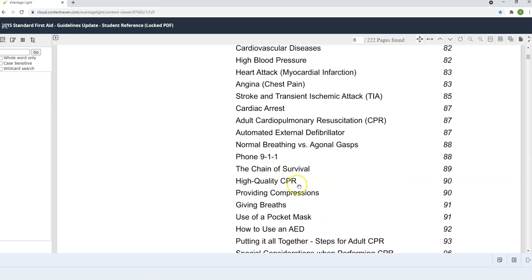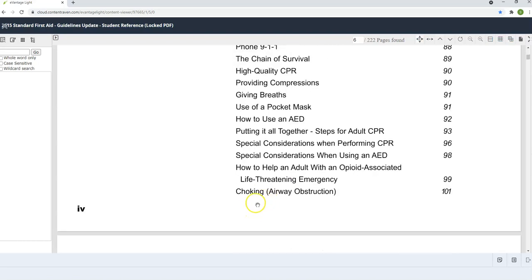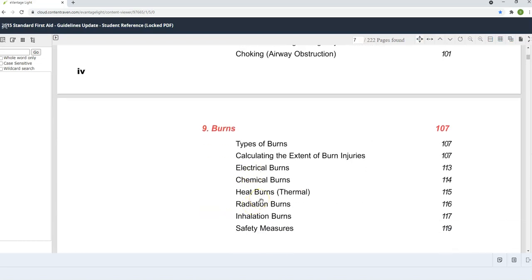And at the end of chapter 8, the participant will know how to perform CPR, how to resuscitate anybody who is unconscious and not breathing. And we're also going to look at choking, which is airway obstruction. Chapter 9 is about burns, types of burns, so calculating the extent of burn injuries. We're going to describe 2 methods you can use to do that: electrical burns, chemical burns, heat burns, radiation burns, inhalation burns, and then we're also going to look at safety measures.